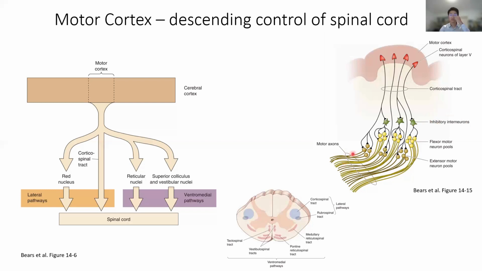But the direct connections gradually increase as the species gets higher. For example, in monkeys, they have relatively more direct connections from motor cortex to motor neurons. And in humans, they have the greatest amount of these kinds of connections.